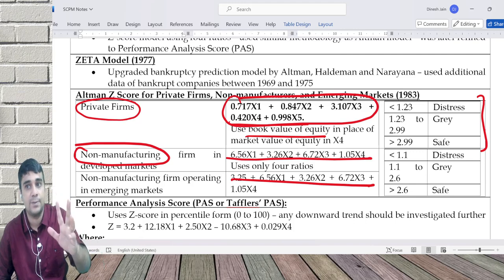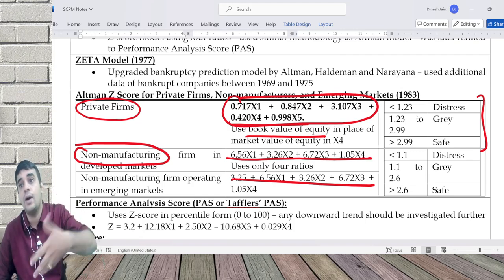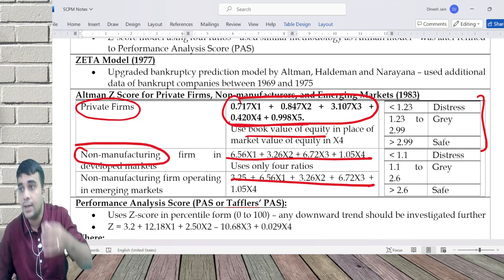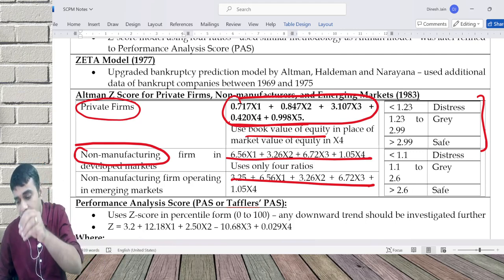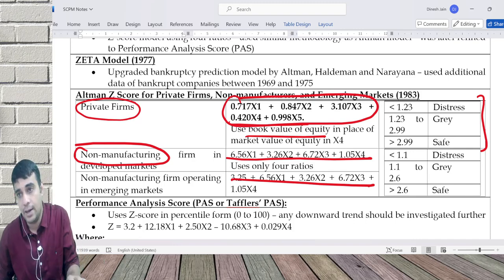Even Altman cannot explain, because what he did was a historical study and kept on changing the formula. He just went ahead and changed the formula. Ultimately, he said, what is the right formula?